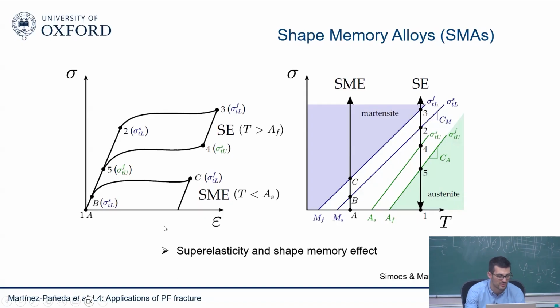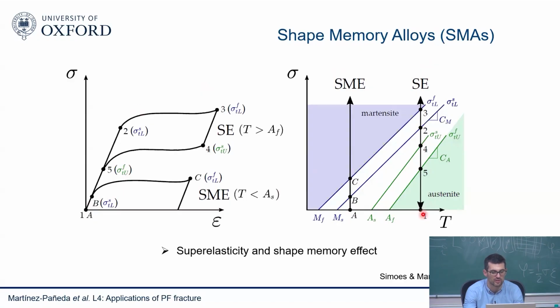And you can see them here. So this is the stress-strain curve. And this is called superelasticity because, as you can see here, this is the stress-strain curve, and you can map it here. So I'm in point 1, which means this is stress versus temperature. I'm going to move through here. This is the superelasticity effect.